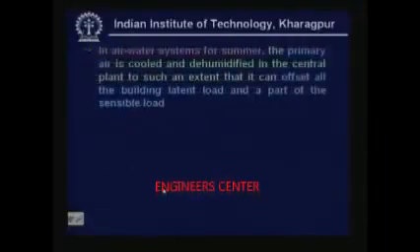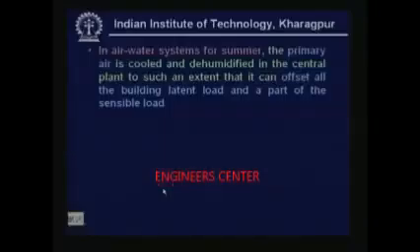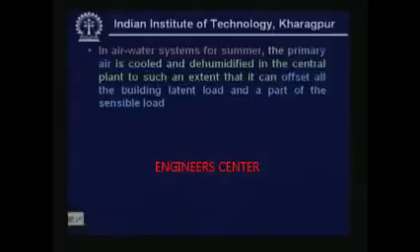In air water systems for summer, the primary air is cooled and dehumidified in the central plant to such an extent that it can offset all the building latent load and a part of the sensible load. That means what is done in an air water system is the primary air is cooled to such an extent that it can take care of all the latent load on the building. So you have to really cool it to a very low temperature, and you also have to dehumidify it.